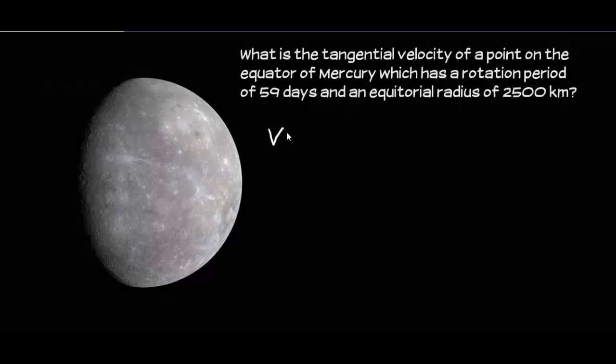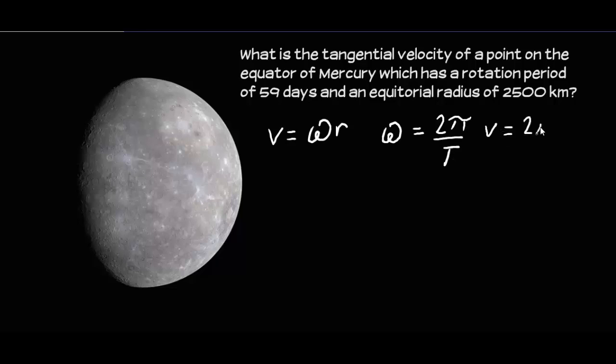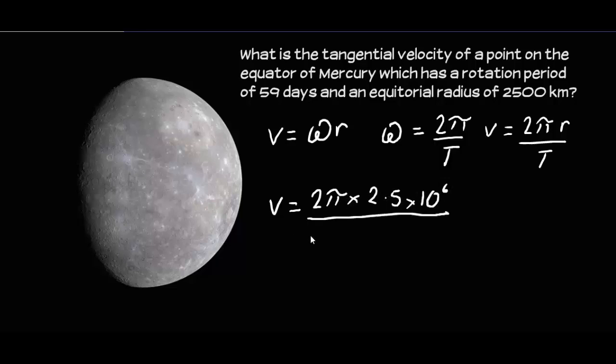We know that v is equal to omega r, and omega is 2 pi over the period, so v is 2 pi r over the period, leading to v is 2 pi times 2.5 times 10 to the 6, converting the kilometers into meters, divided by 59 times 24 hours in a day, multiplied by 3,600 seconds in an hour, and that gives us an answer of 3.1 meters per second.